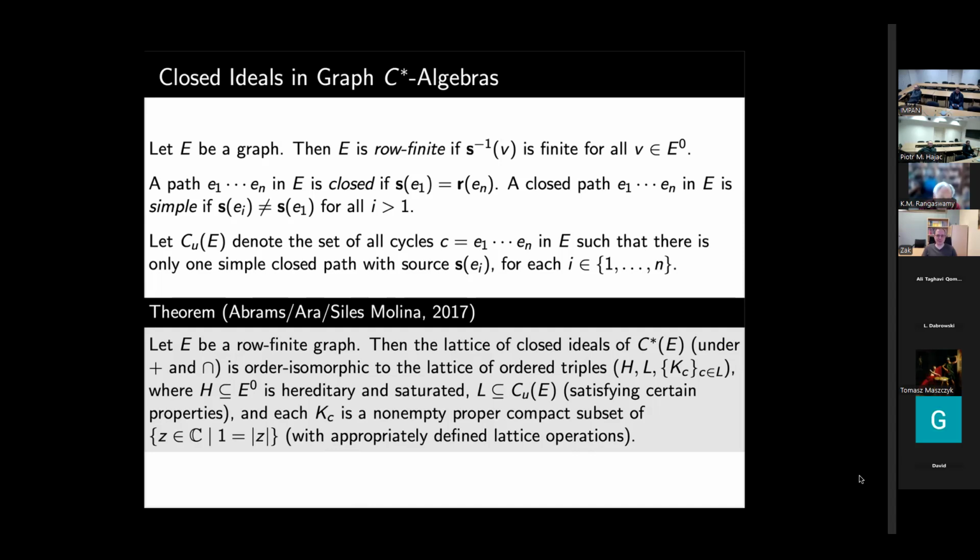So you also have to forgive me because I know very little about graph C-star algebras, and mostly what I have here I looked up for this talk.